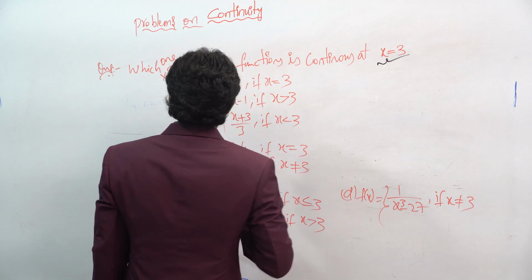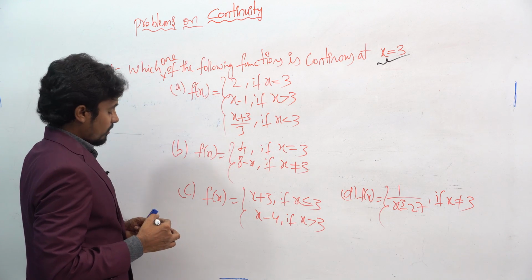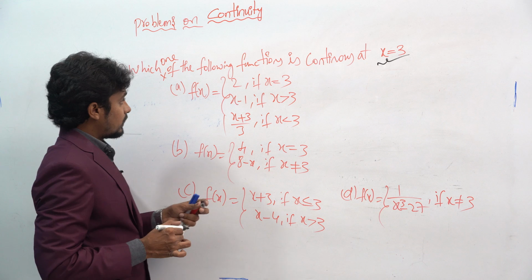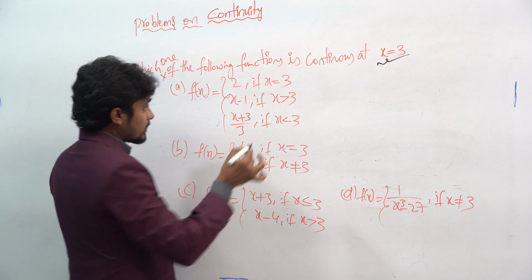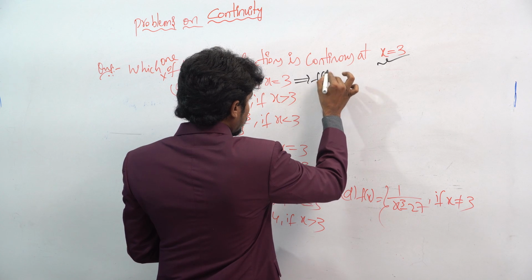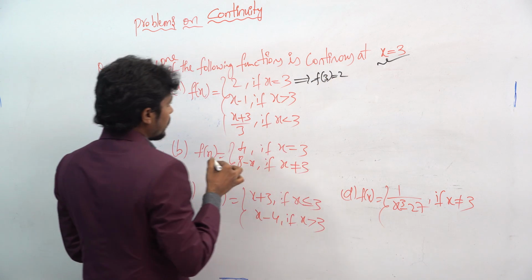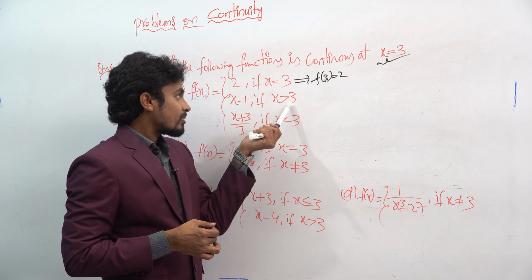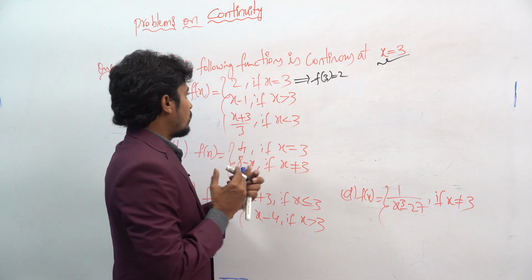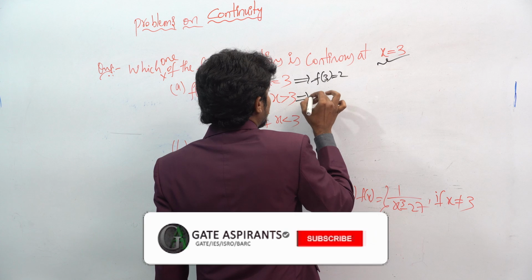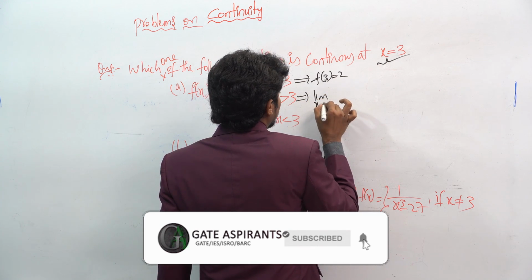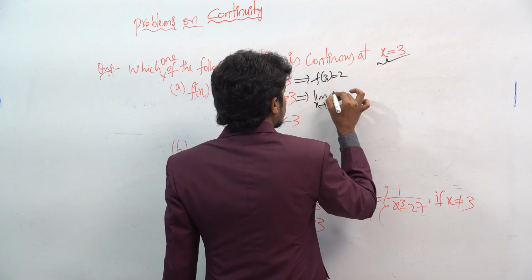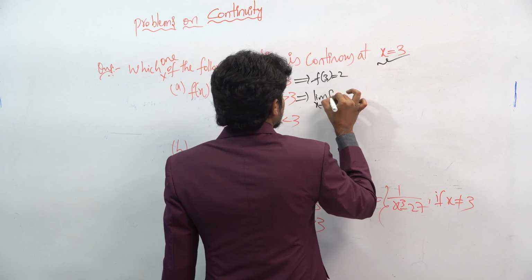Here you can see in option A, f of x is equal to 2 if x is equal to 3. That means f of 3, how much will you get? You will get 2. And for x greater than 3, that will be the right hand limit, right? So I can't do that many steps, simply apply the right hand limit, limit x tends to 3, this will be the f of x.